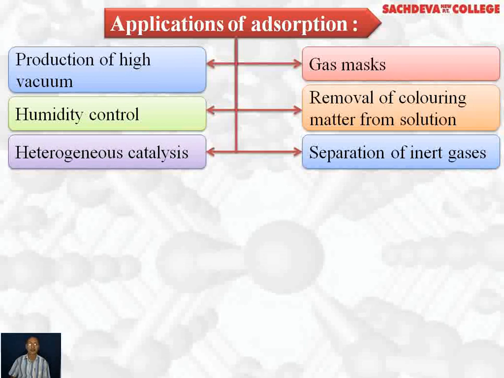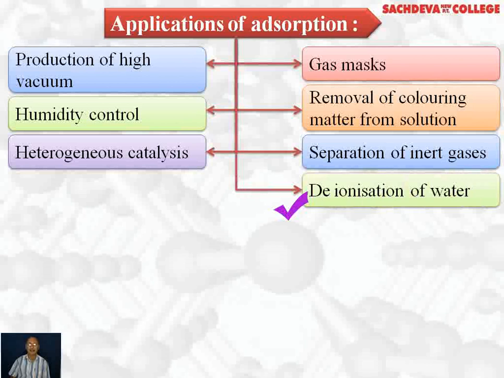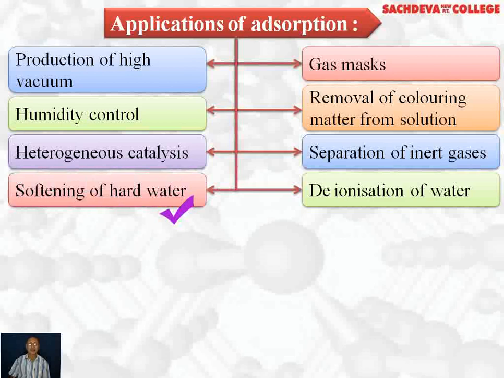Reactants get adsorbed on the surface of the catalyst and change into product. First, they form an unstable intermediate, which readily changes into product. Deionization of water: here we use resins which adsorb the ions present in water, and we get deionized water. Softening of hard water: calcium and magnesium ions are removed by adsorbing on the resins, particularly ion exchange resins, and we get soft water.